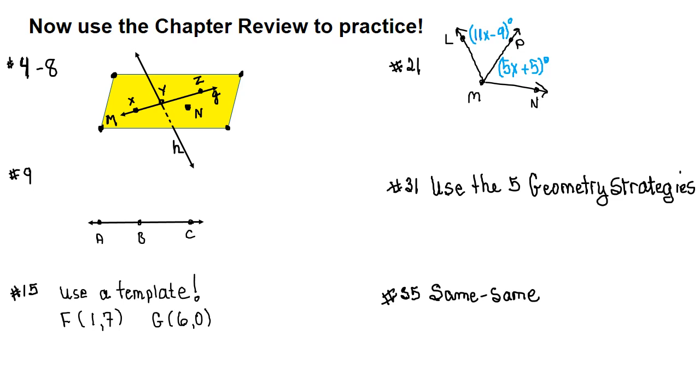21, angle addition postulate. What are you given? What do you have to find? Is it algebra plus algebra, or is it algebra equals algebra? Find x, but also make sure that you take a look at what they were asking for. Did you answer the question? Number 31 and 35, these are the ones where you're going to walk through and do your 5 geometry strategies. The answers are in the back of the book for all the odds. The only ones that you won't have are 4, 6, and 8.